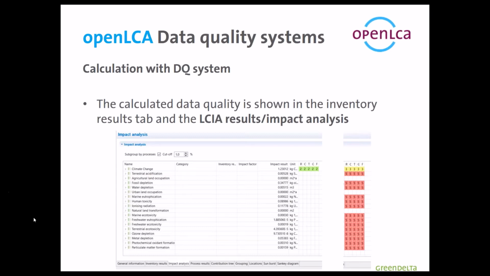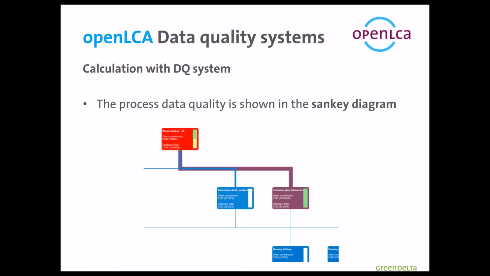In the left picture, I had chosen in the calculation settings that flows without a data quality entry should be excluded from the calculation, which is why there is so much empty space here. And on the right, where there's a lot of red, I had chosen that flows without a data quality entry should get the worst score in the calculation, just to show you that there is a difference. And the process data quality is also shown in the Sankey diagram in this small chart within each process.